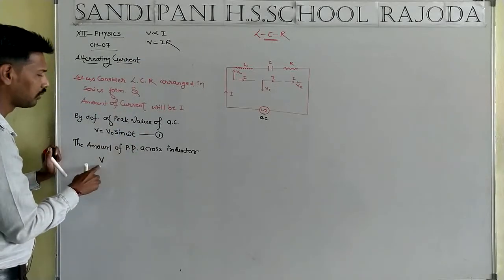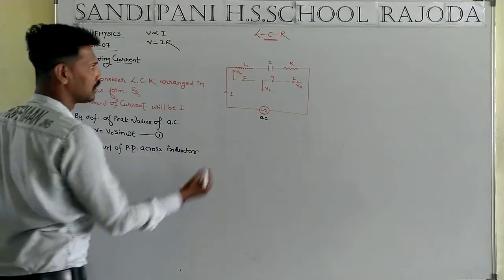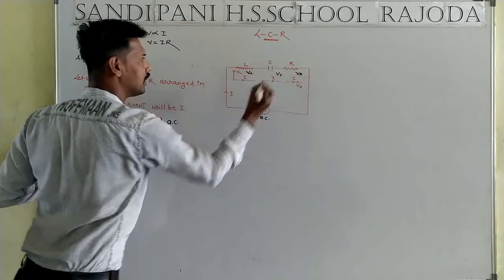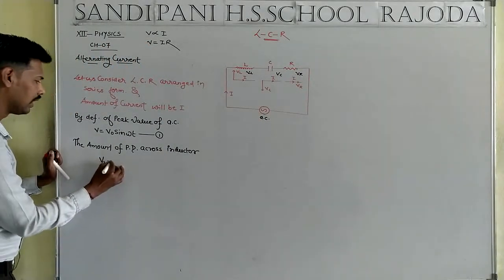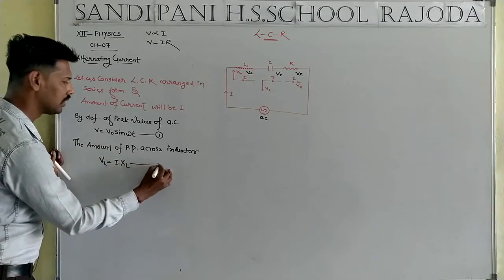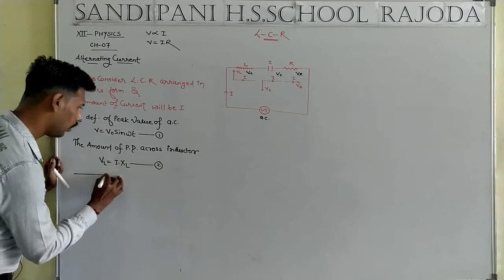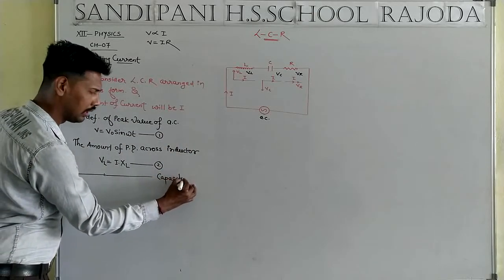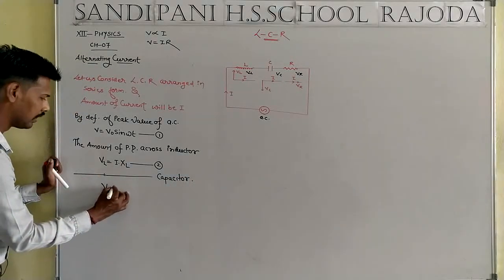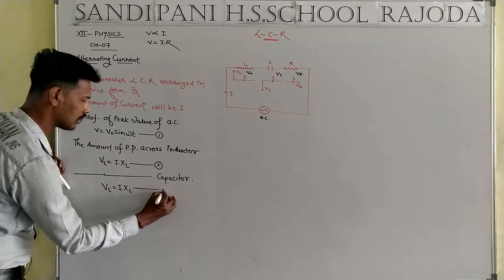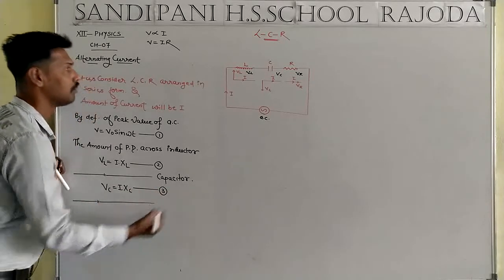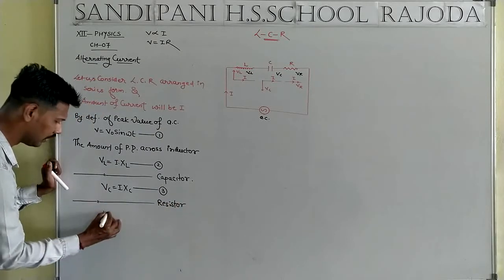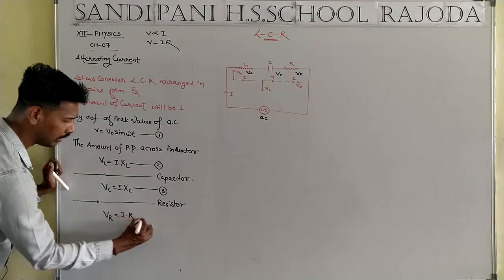Potential represented by the V, but in the case of the inductor, potential represented by VL, here represented by VC, and here represented by the VR, such that VL equal to I XL, equation number second. The amount of potential across, second one, capacitor. That means VC will be equal of I XC, equation number third. And last one, for the resistor denoted by VR will be equal of I into R.